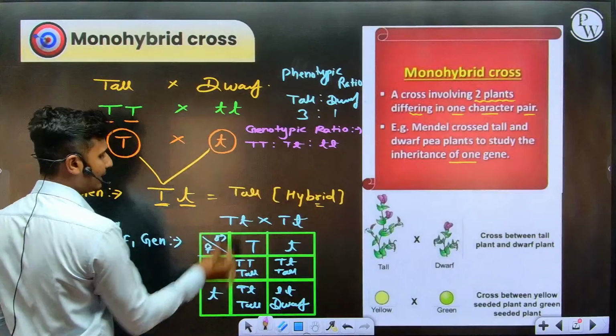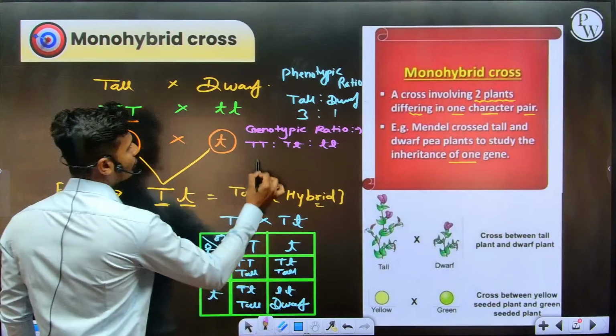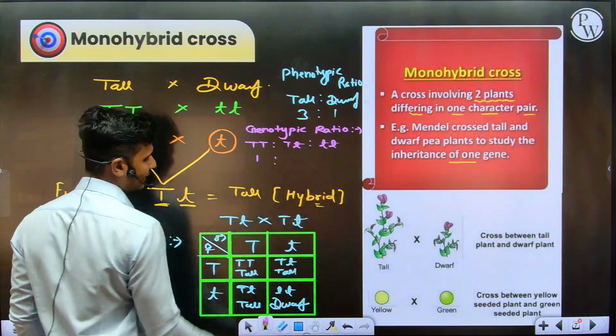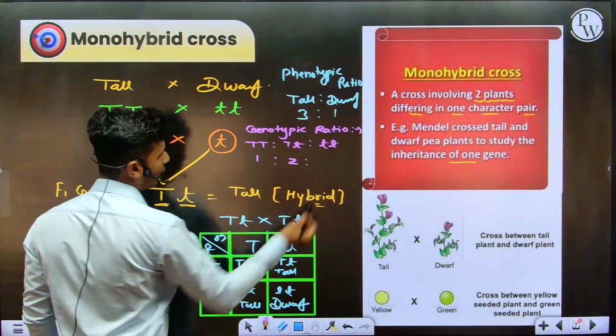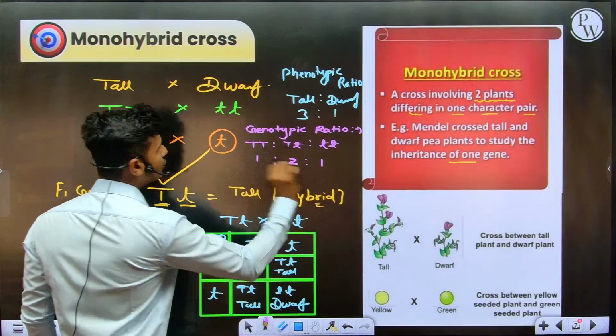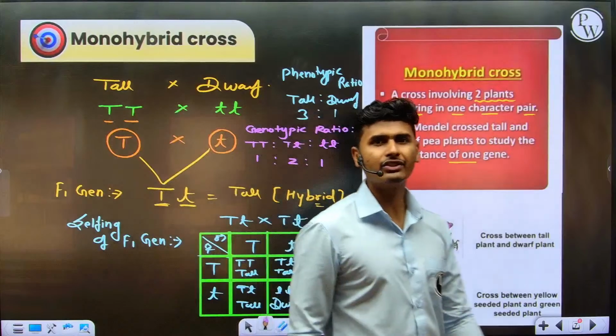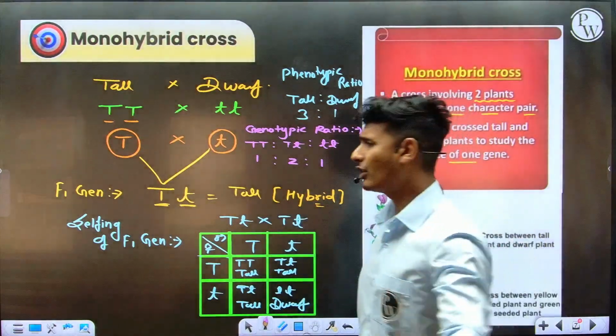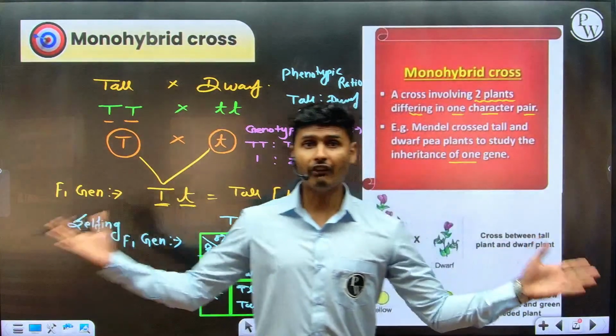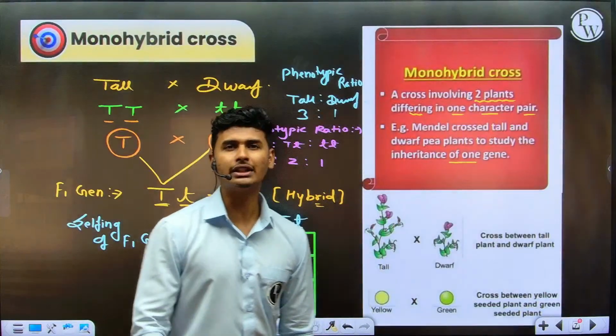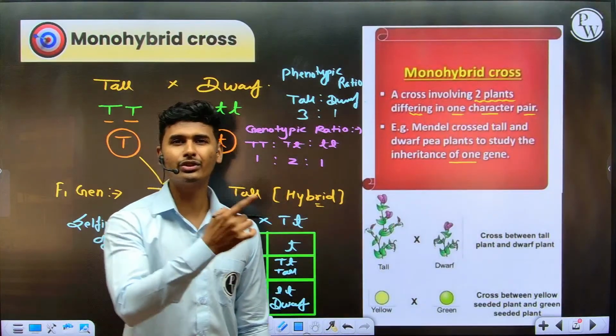So how many capital T? Only 1. So 1 is to how many capital T small t? 2. 2 is to how many small t? 1. So genotypic ratio is 1 is to 2 is to 1. So understood, if we are talking about the monohybrid cross, the phenotypic ratio is 3 is to 1. The genotypic ratio is 1 is to 2 is to 1.